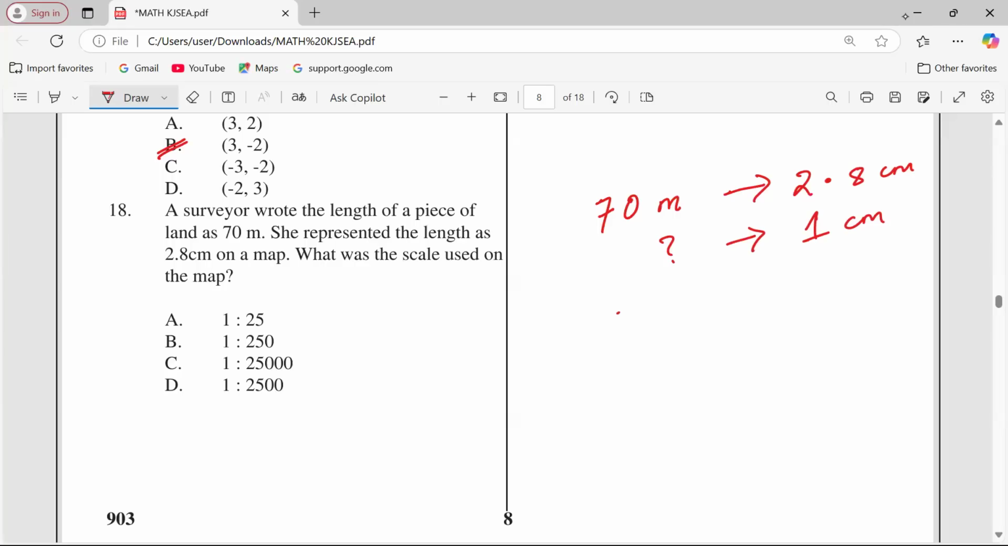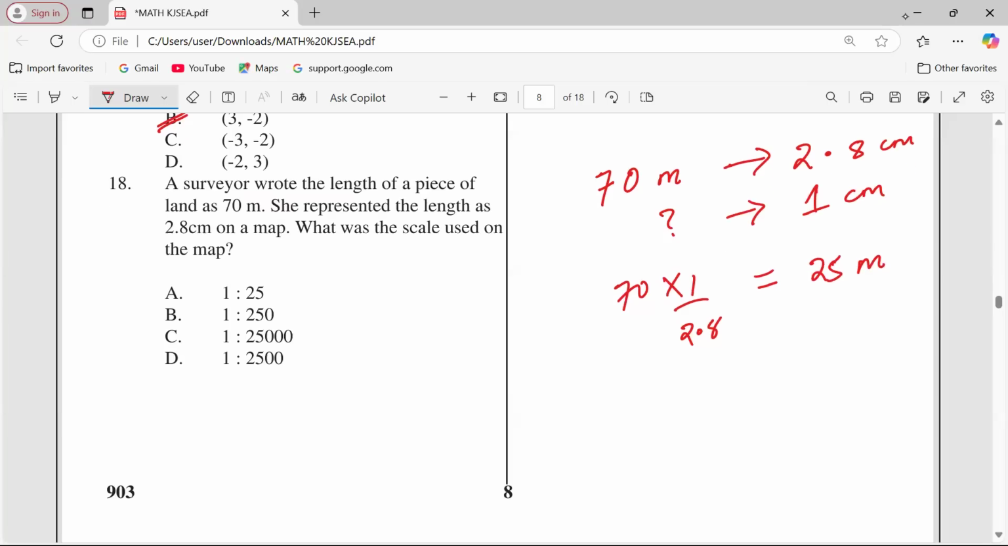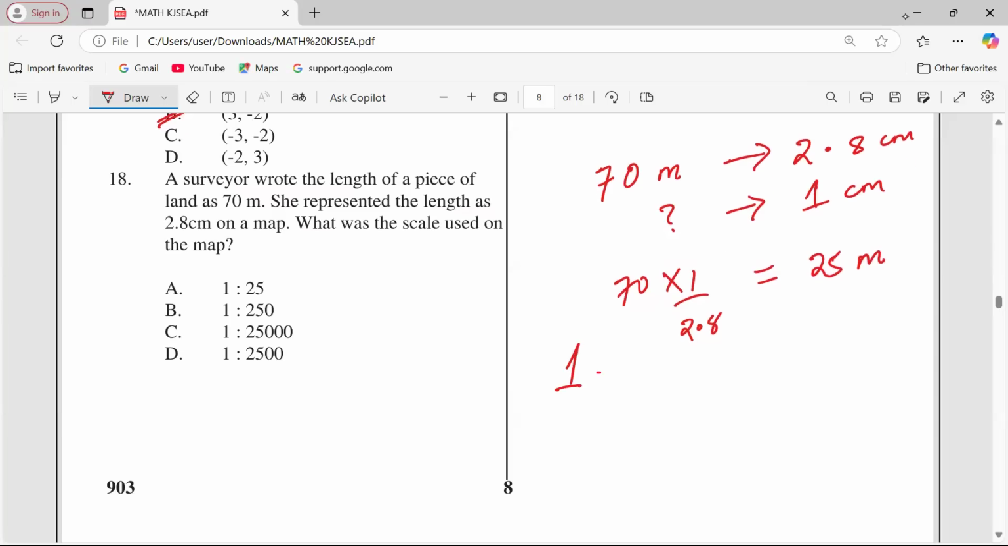Therefore, this will be 70 divided by 2.8. So 70 out of 2.8 gives us 25 meters. So the scale can be written as 1 centimeter represents 25 meters as a statement. But now looking at the choices that we have, the scale has been given as a ratio.